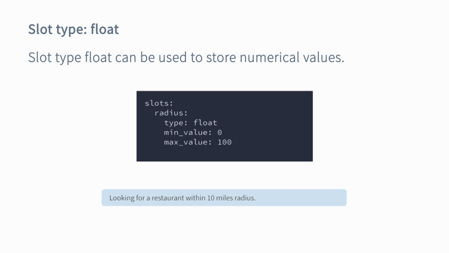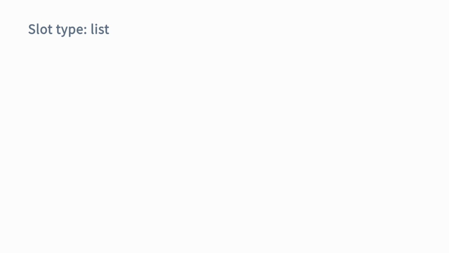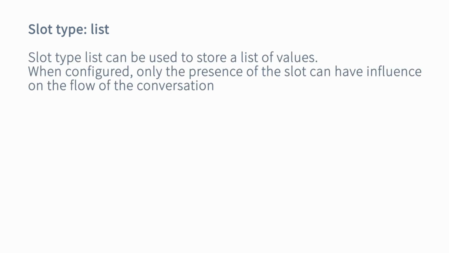A very simple example of the usage of the slot is the restaurant booking assistant. Here the user would like to find a restaurant within the 10 miles radius. If assistant extracts this detail and stores this detail as a slot, then an assistant can use the detail later on to optimize the search. Another slot type that is available in Rasa open source is list slot.